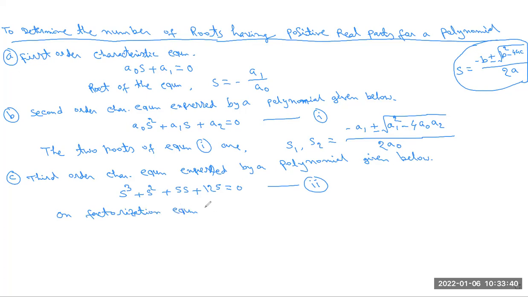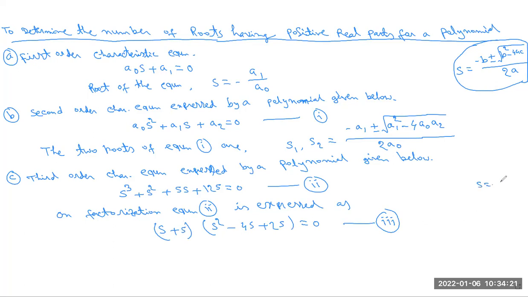On factorization, equation 2 is expressed as (s plus 5) and another term, s square minus 4s plus 25, equal to 0. Okay, so now this is another equation, equation number 3. So s plus 5, that means s equals to minus 5.